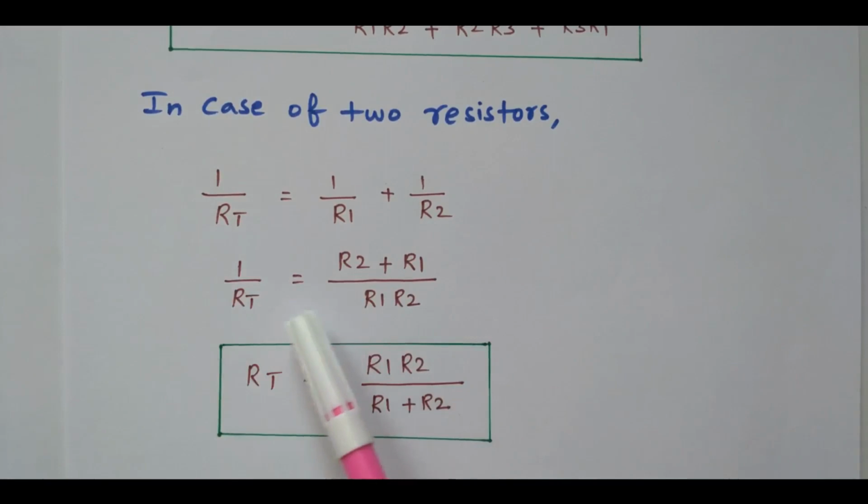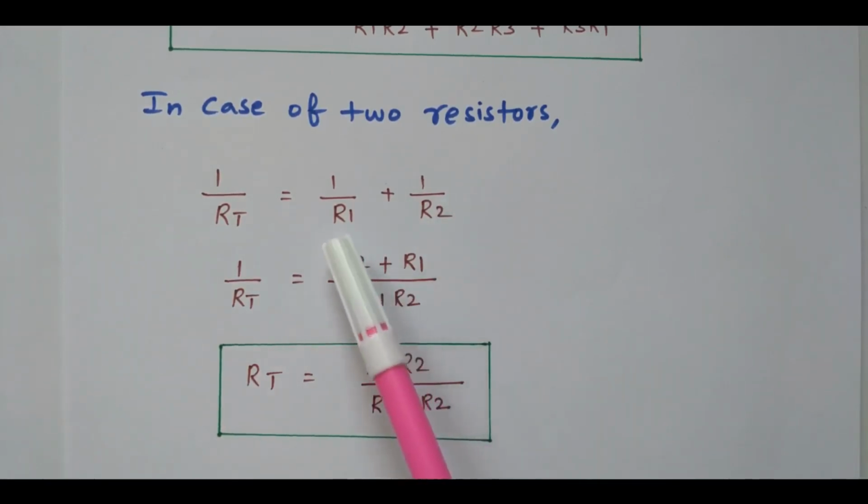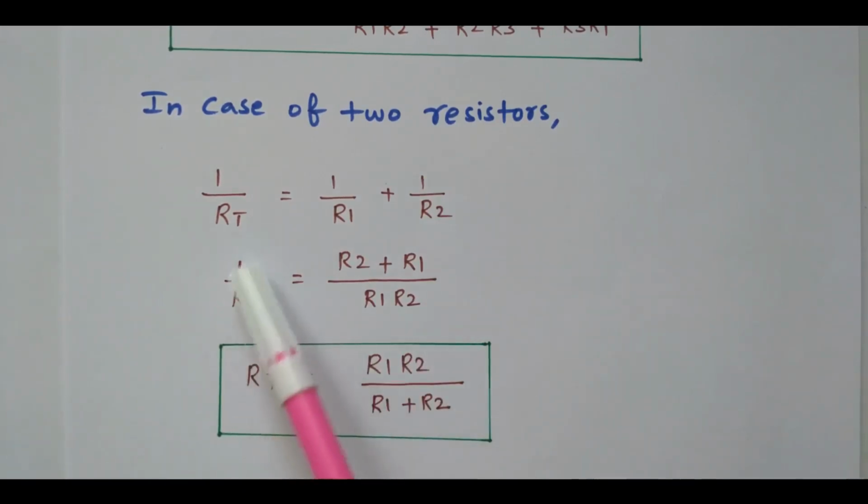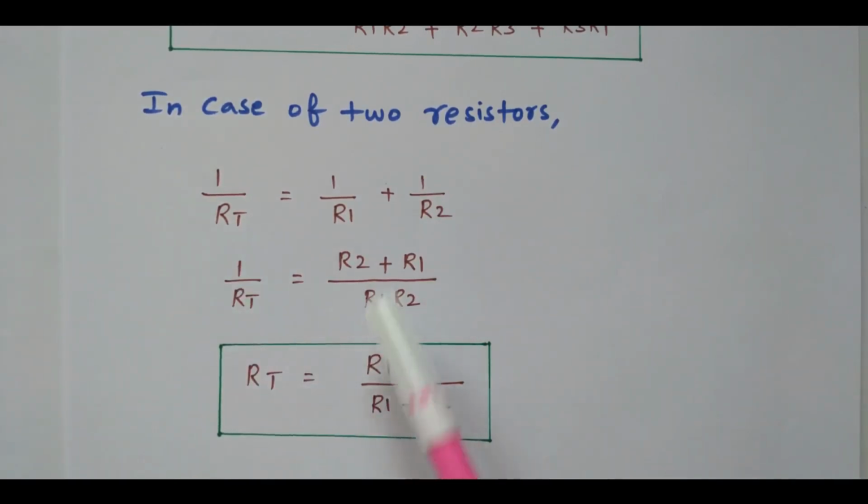So 1 by RT equals, take the LCM, R1 R2. 2 terms are available. Here R1 is there, so we need to multiply with R2. Here R2 is there, so we need to multiply with R1. So this is 1 by RT. What is RT? You just have to interchange numerator and denominator, take the reciprocal. So R1 R2 divided by R1 plus R2.